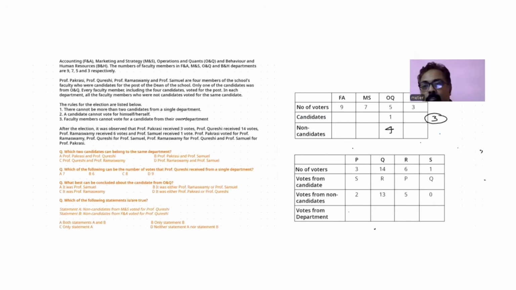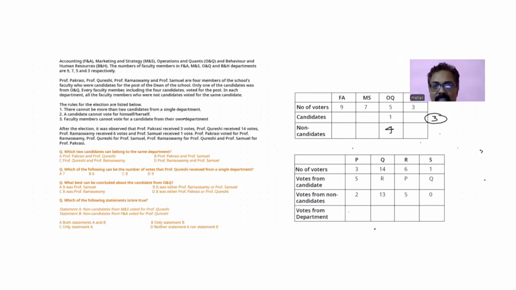Now, with the help of 4, what we are getting from the first table, what 4 is there in OQ, how can you use it? Very simple thing. These 4 voters cannot vote for P, because the number of votes for P from non-candidates is less than 4. So these 4 votes cannot go to P. These 4 votes can go to either Q or R.